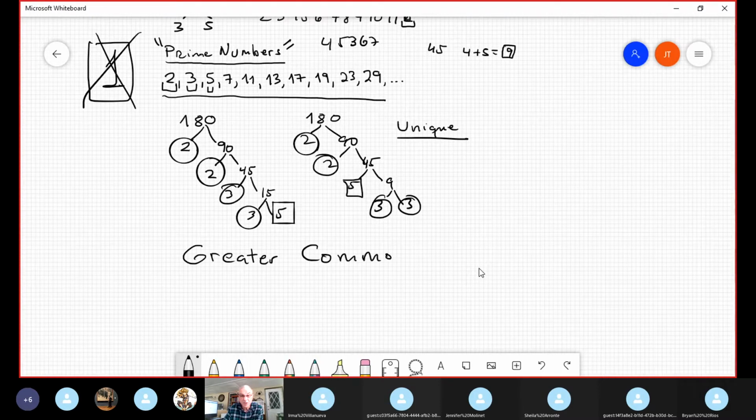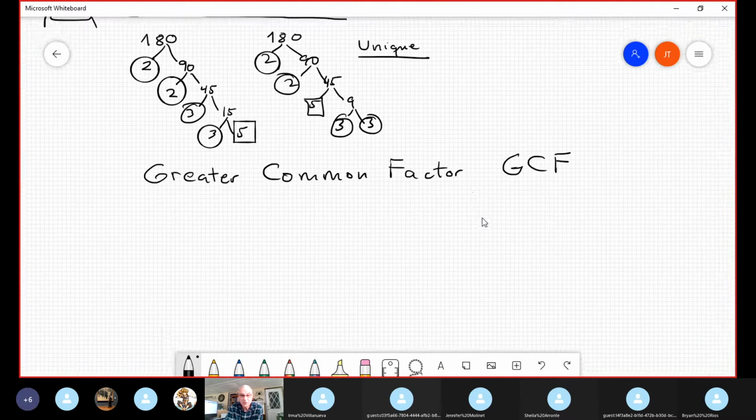because we are using it every day, GCF. So the acronym is GCF. When I put on the board GCF, everyone understands it's greater common factor. So for example, let's try to find the greater common factor.